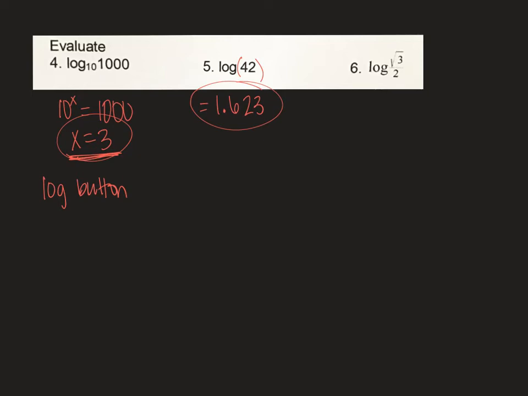And then same thing with number 6. Hit the log button, square root 3 divided by 2. Make sure that when you do the divided by 2, you're not still in that square root, because that will give you a wrong answer. But that's going to give you about negative 0.062. So evaluating common logs in your calculator, super easy, super straightforward.